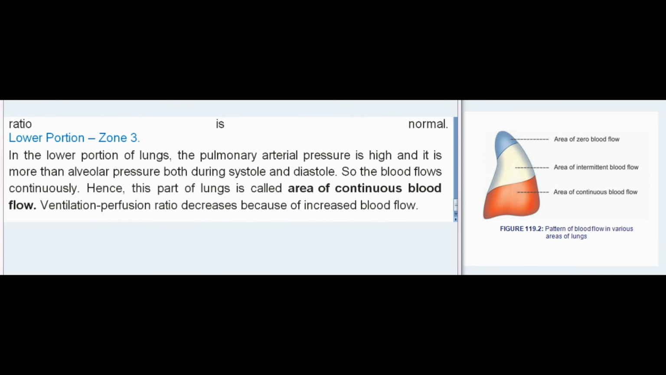Lower portion, zone 3. In the lower portion of lungs, the pulmonary arterial pressure is high and it is more than alveolar pressure both during systole and diastole. So the blood flows continuously. Hence, this part of lungs is called area of continuous blood flow. Ventilation perfusion ratio decreases because of increased blood flow.